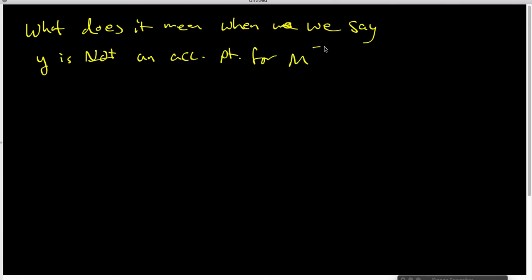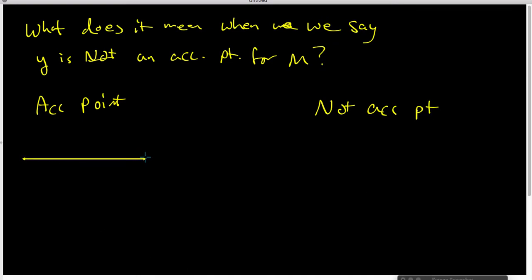for M. Now, I can think in terms of purely dealing with the symbolics, but I'm actually going to try and get this through number lines. So over here, I'm going to be thinking in terms of what it means to be an accumulation point. And over here, I'm going to be thinking about what it means to be not an accumulation point. And we're going to start with number lines on both of these guys.